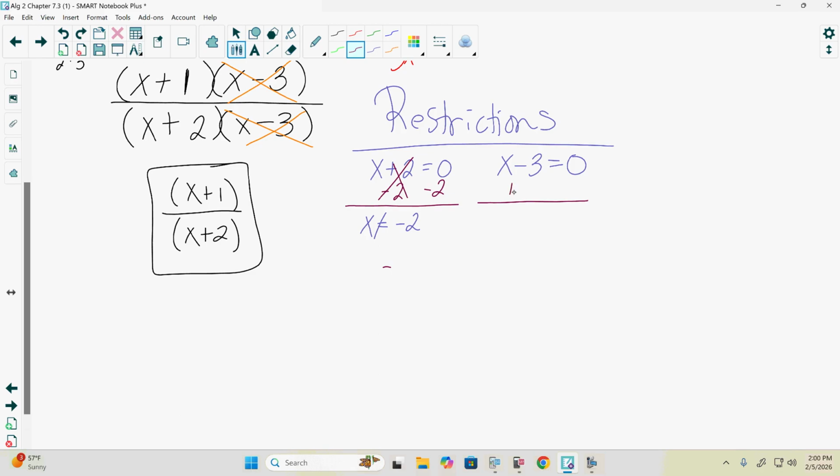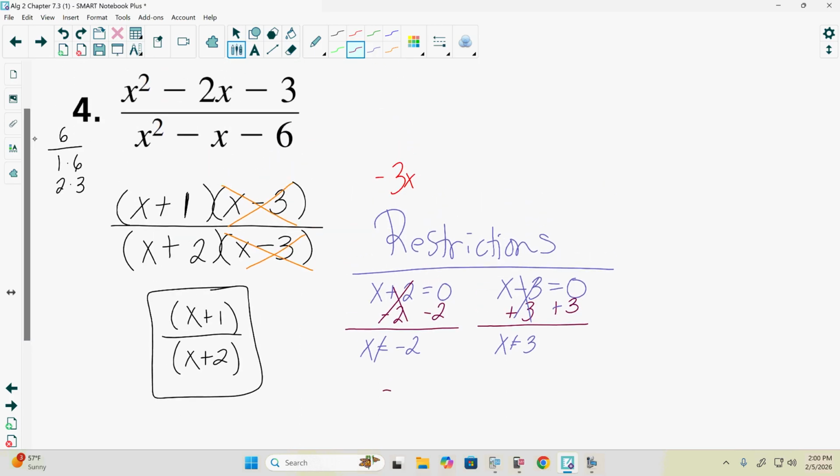We cannot have a division by 0. With x minus 3, we would add 3 to both sides, telling us that if x is equal to positive 3, we'd have a division by 0, and that doesn't work either. So our restrictions would be negative 2 and 3. Questions on this here? Questions on anything we've done so far?